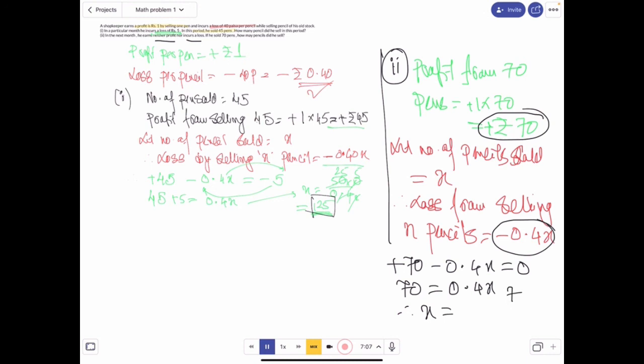Therefore, x is equal to 70 by 0.4. This goes up on top. So 35 into 5, if you cut 70 with 2, it becomes 35 and this becomes 5. 5 into 35 is 175. So 175 pencils. So he sold 175 pencils in the next month. Hope you have understood this.